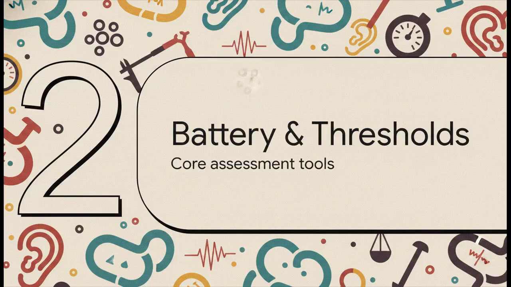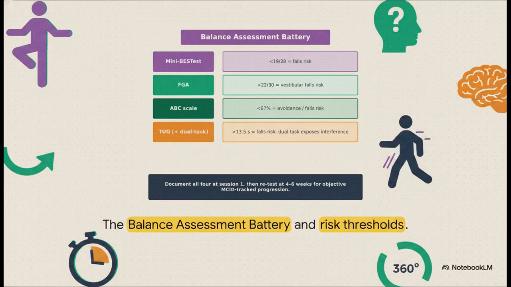Moving on to Section 2, the core battery and thresholds. Okay, there are 4 essential tools that make up our complete assessment battery. We've got the Mini-BESTest, the Functional Gait Assessment, the ABC scale, and the Timed Up and Go. When you document these 4 specific metrics together, you capture a beautiful 360-degree view of your patient's static balance, dynamic gait, subjective confidence, and their functional mobility.